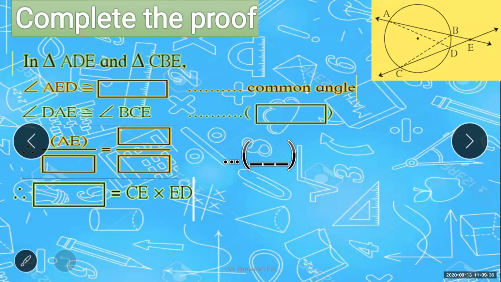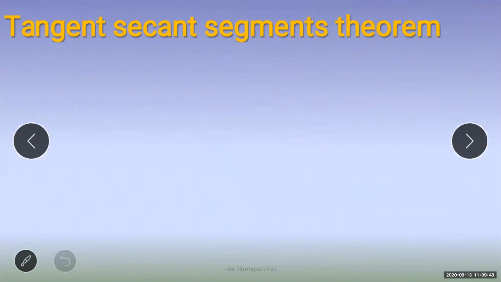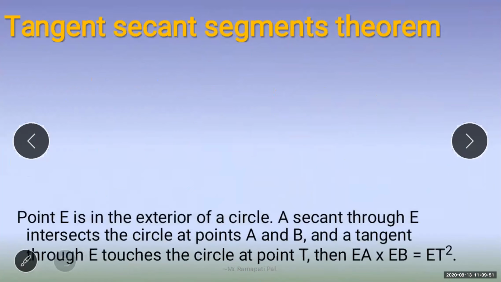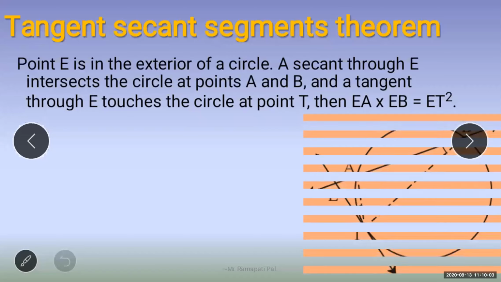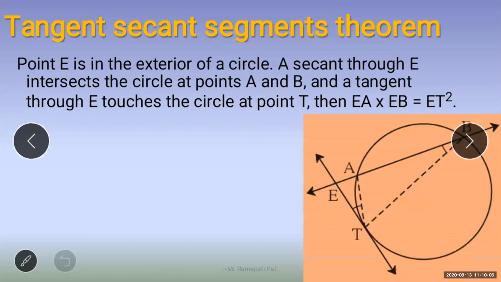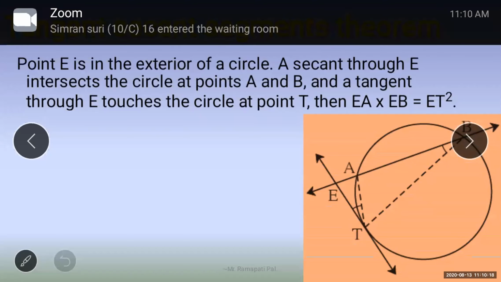Very good. Now we are going to see one more theorem, that is the tangent secant segment theorem. Okay? Tangent secant segment theorem. Is it clear? Here, if you see the diagram in a textbook, you will get point E. I'll show you the diagram also. Point E is in the exterior of a circle. Can you see point E? Okay. Point E is in the exterior of a circle.